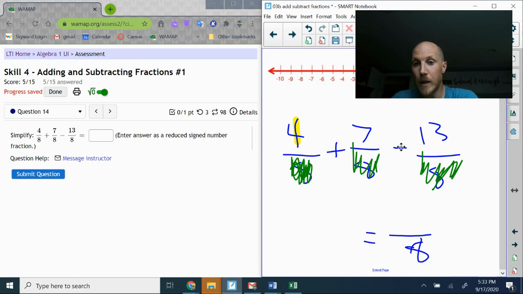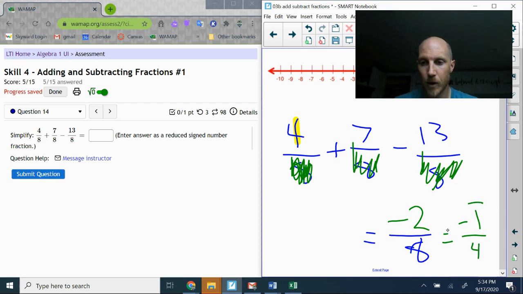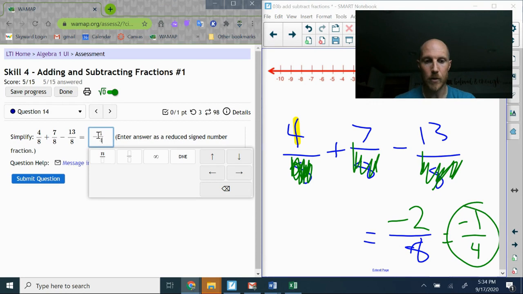And then minus, so that means I'm going to go back to the left by 13 spaces. So 1, 2, 3, 4, 5, 6, 7, 8, 9, 10, 11, 12, 13. I guess I'm going to end at negative 2. All right. So negative 2/8. That'll need to be reduced. I know those are both even numbers, so I can divide them both by 2. So negative 1/4. Final answer, negative 1/4.